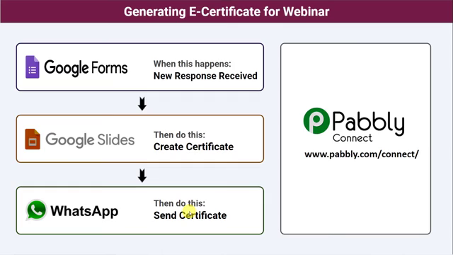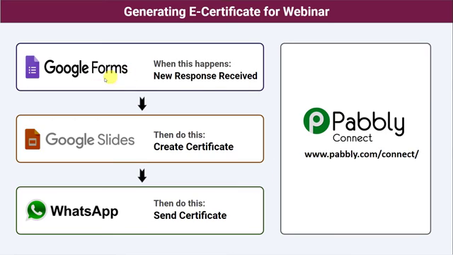But here there is one problem, that there is no direct connection between Google Forms, Google Slides and WhatsApp. So how to do this? As a solution, we are going to use Pabbly Connect. So basically, Pabbly Connect is an automation and integration software which will help us in integrating Google Forms with Google Slides and then with WhatsApp automatically. The best part here is it doesn't require any coding skills or programming knowledge. Even a non-technical person can do this very easily.